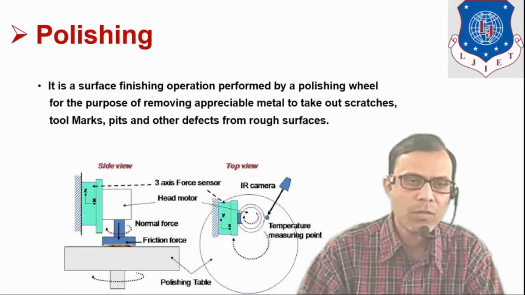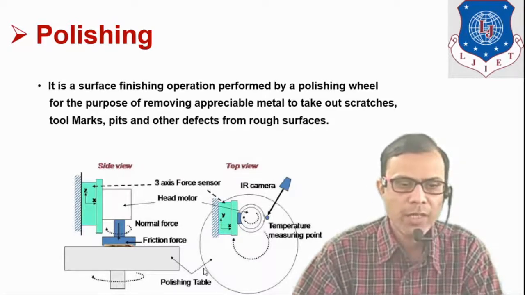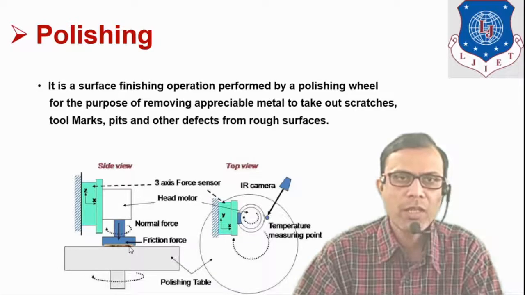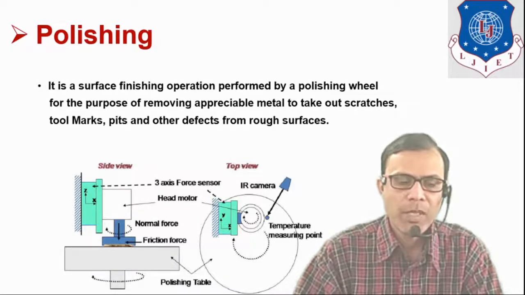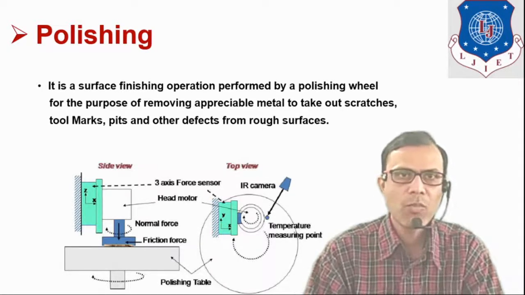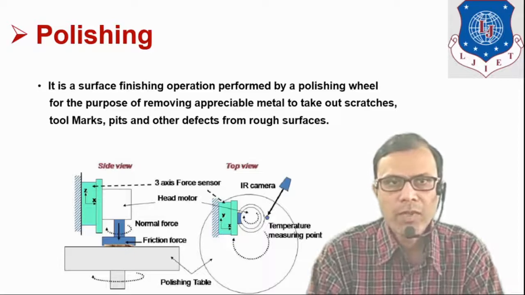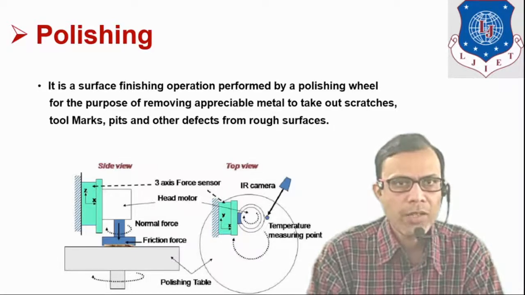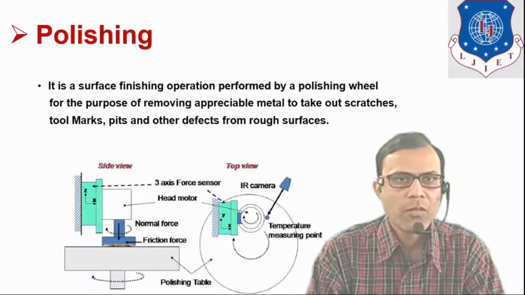The principle of this process is shown here. It is a polishing wheel which can be used for the purpose, and the workpiece is mounted on this rotating table. By that type of rubbing action, we can have the polishing action on the surface of the workpiece material.